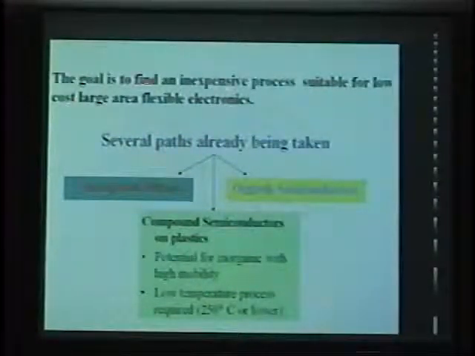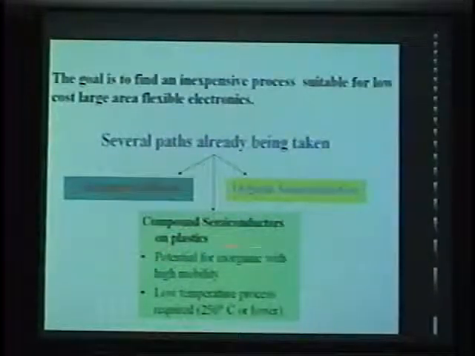So our goal here is to find an inexpensive process which can be used for low cost, large area flexible electronics. There are several approaches to achieve this. For example, amorphous silicon is right now the dominant process for making TFT displays. And in a lot of talks you heard about organic semiconductors, which have good flexibility and the potential for solution processing: low temperature, printable, spin coating. This type of process could be cheap.